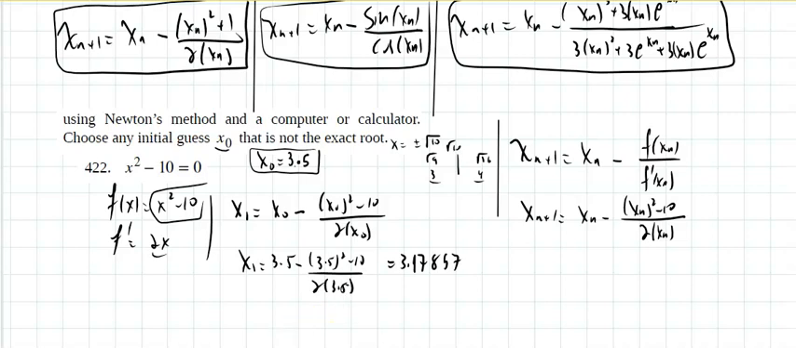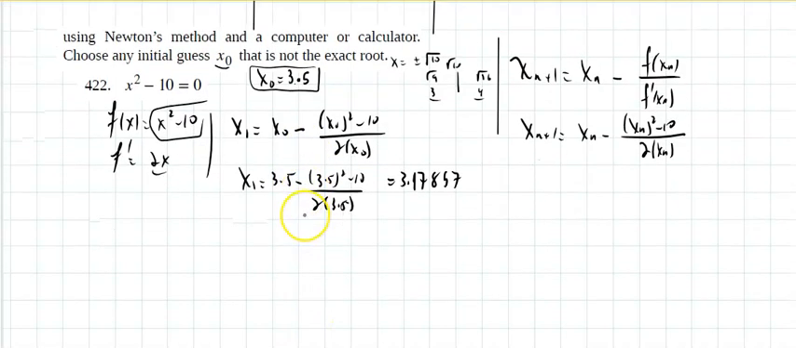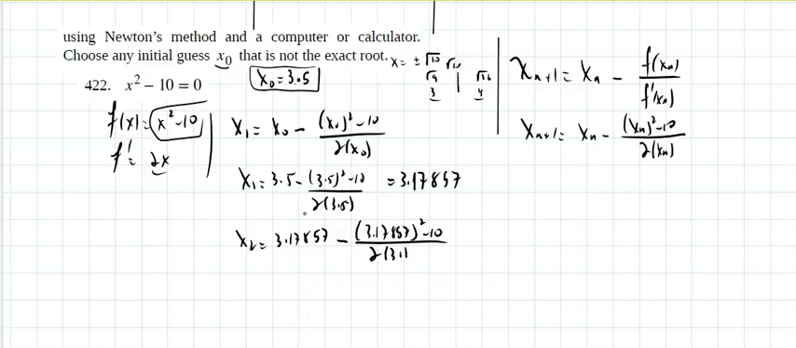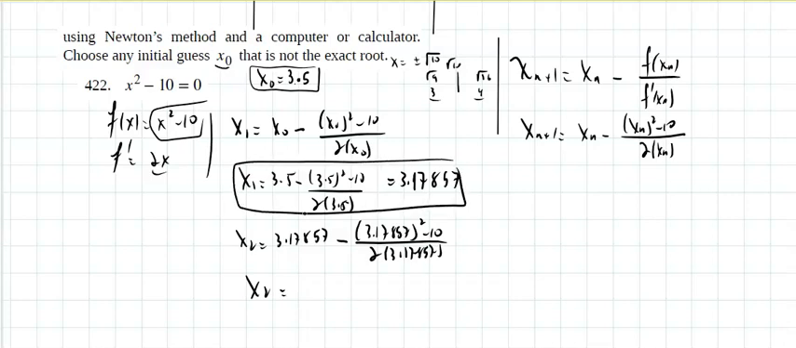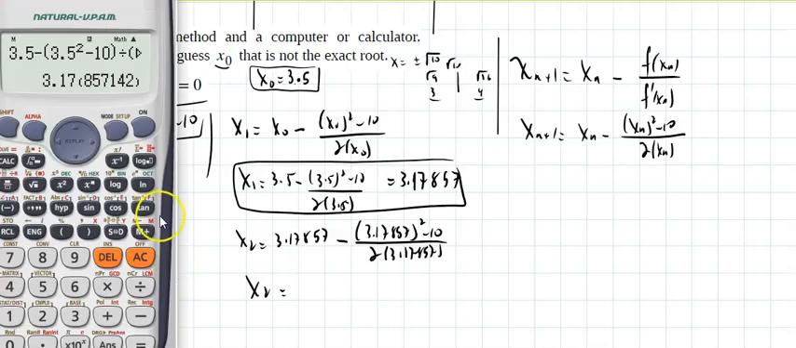Now, when I get to x sub 2, that's going to be 3.17857 minus 3.17857 squared minus 10 divided by 2 times 3.17857. Two ways of doing that. I could plug it in, and let me show you the long way.